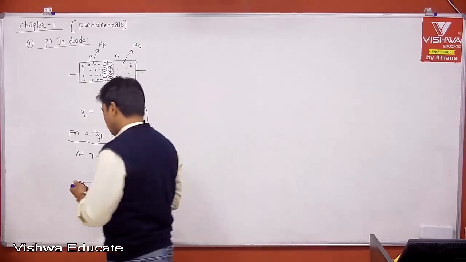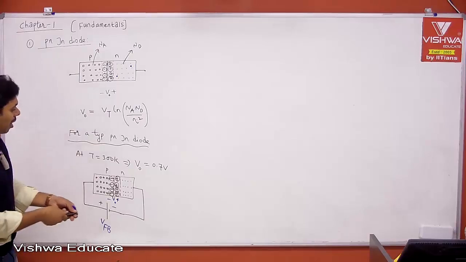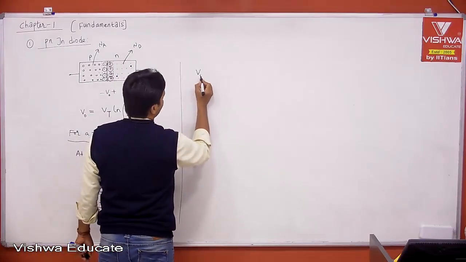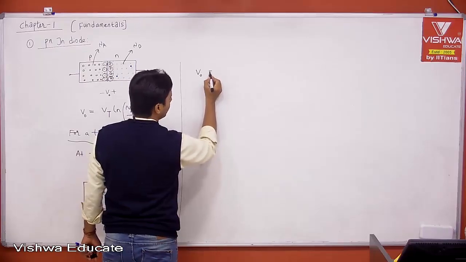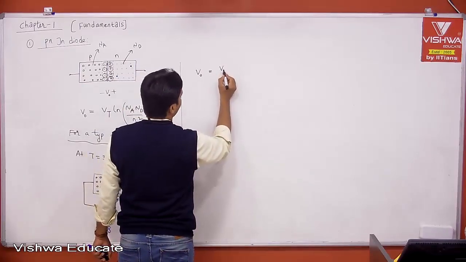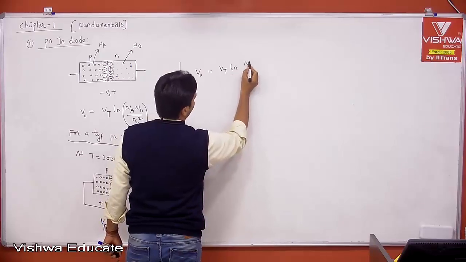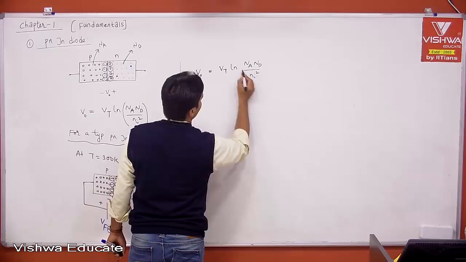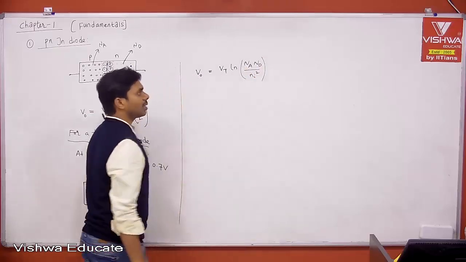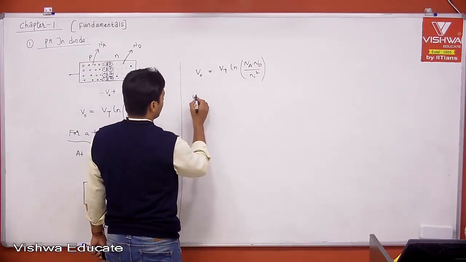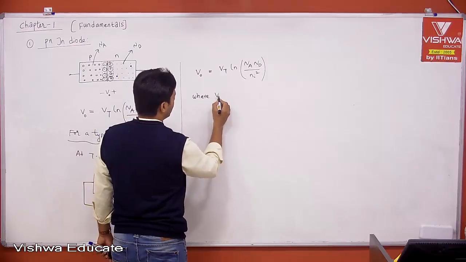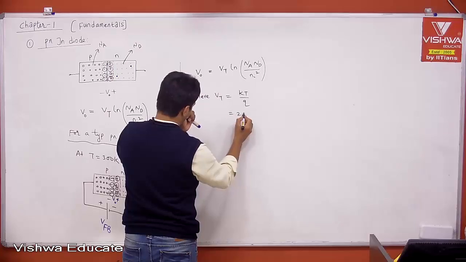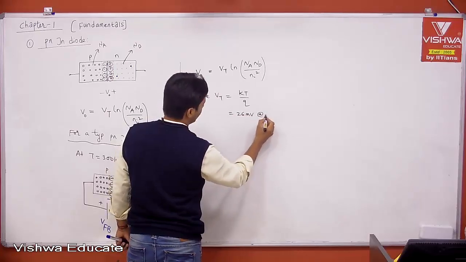Here the point is why I am explaining all these things. The point is, the V naught, or indirectly the V gamma, is what? V naught is equal to Vt ln of Na into Nd divided by Ni square, right? Vt is nothing but the volt equivalent of temperature, where Vt is equal to kT by q, which is basically 26 millivolt at room temperature.